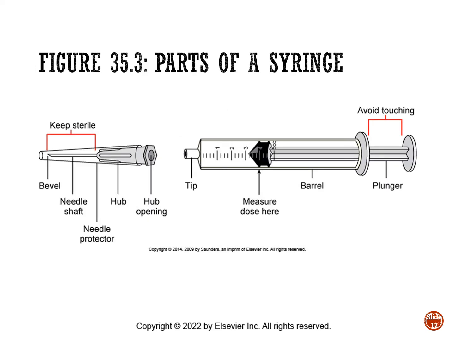You can see this picture on page 690. It's important to remember that the needle, the barrel, and the plunger need to be kept sterile. You would need to avoid touching them. So you would only touch the outside of the barrel and the top of the plunger where you would need to push so that you could push the medication in. So very important to only touch those parts and be familiar with the parts of a syringe and how they work.